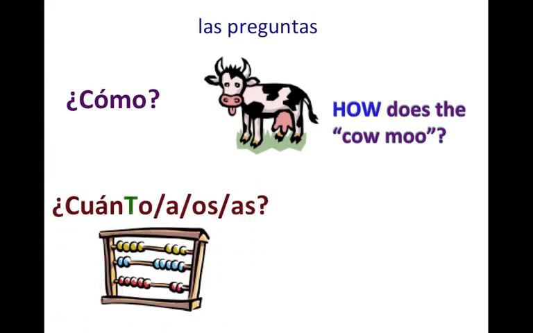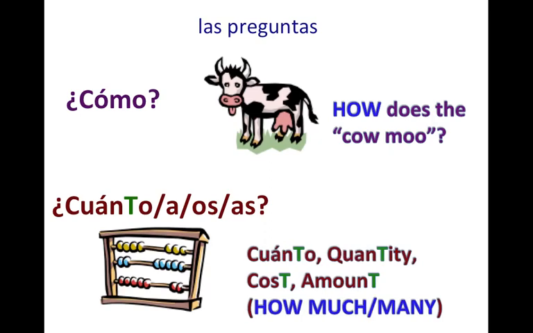¿Cuánto? ¿Cuánta? ¿Cuántos? ¿Cuántas? ¿Cuánto? Quantity. Cost. Amount. How much? How many? Notice all those T's. Let's say it again. ¿Cuánto? Quantity. Cost. Amount. How much? How many?